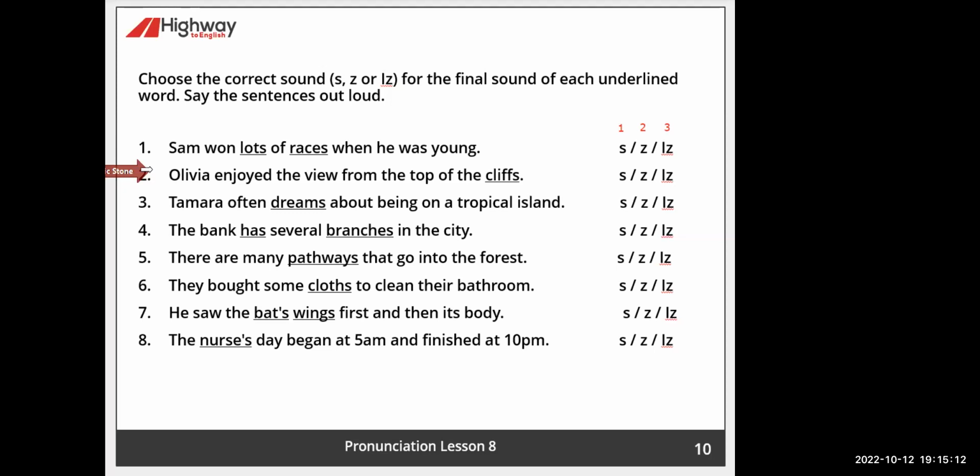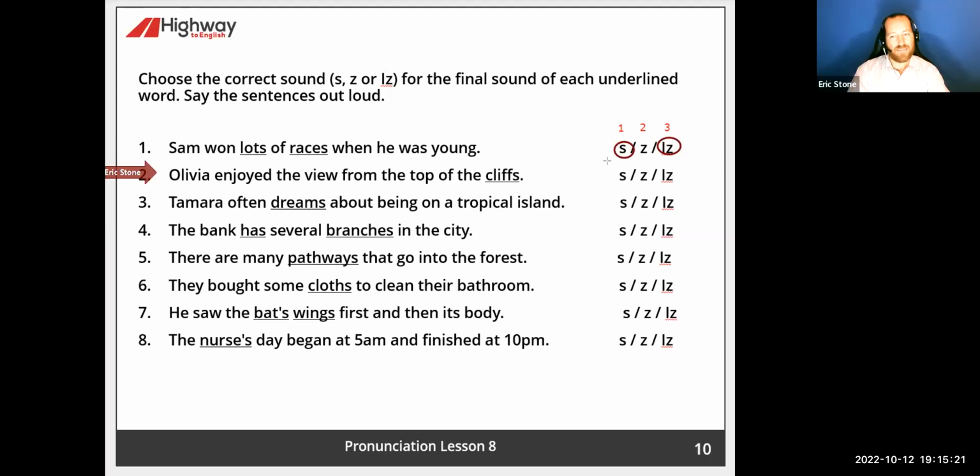Number 2. Olivia enjoyed the view from the top of the cliffs. Okay. Olivia enjoyed the view from the top of the cliffs. The first one sounds like s. It's not s, sorry. That's okay. Okay, good. Yeah, you're correct. It is the sound of s.